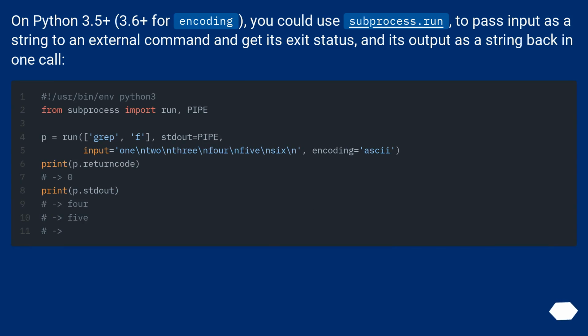On Python 3.5+, 3.6+ for encoding, you could use subprocess.run to pass input as a string to an external command and get its exit status, and its output as a string back in one call.